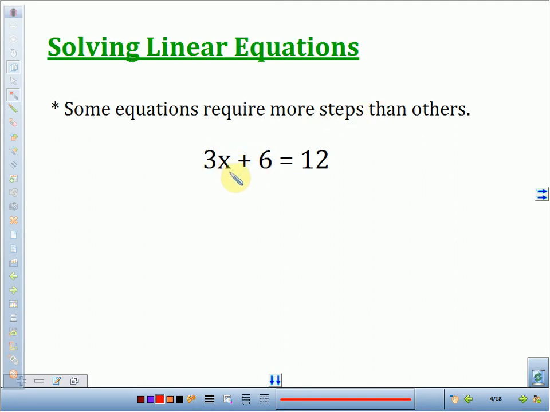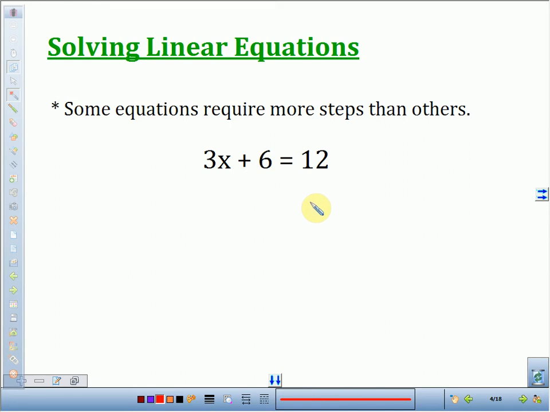We're pretty much always going to have a number that we're multiplying x by. Sometimes we'll be dividing, but most of the time we'll be multiplying x by a number. And we'll be either adding or subtracting something from x. In this case, we're adding 6.